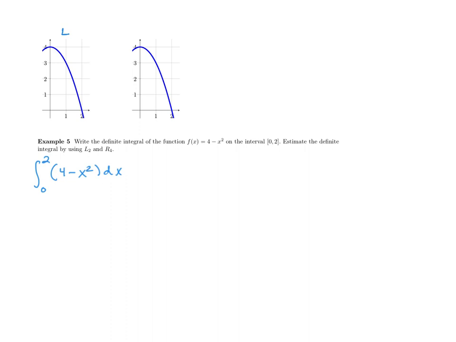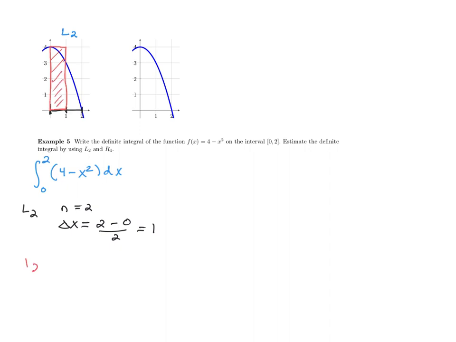Let's start with L sub 2. The interval is from 0 to 2. And if I want 2 rectangles, I'm going to divide this interval into 2 equal parts. So for L sub 2, since n is equal to 2, the length of the base of each rectangle is 2 minus 0 over 2, which is 1. And since we're using left endpoints, I'm going to use this first one and the second one when constructing the rectangles. So for the first rectangle, the base has length 1, and the height is going to be at 0 put into the function, which gives us this.